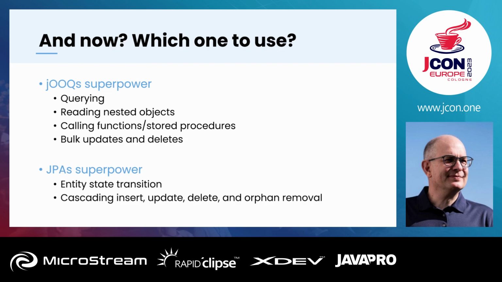Bulk updates and deletes for sure is something that you can do with jOOQ. And if you really have that rich domain model and you want that entity state transition, maybe you also have domain events that will be produced from the entities and stuff like that, then I would go with JPA. And what is also very handy if you use JPA, you have cascading. So if you have an aggregate root in DDD terms, then you can just save the aggregate root and everything else will be updated, deleted, inserted, whatever you could do there.